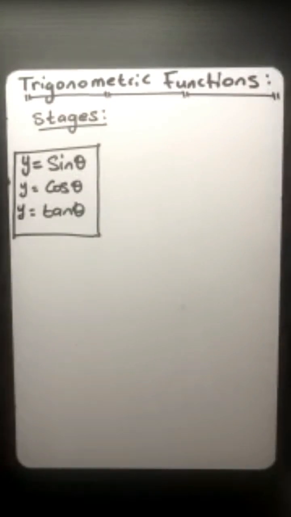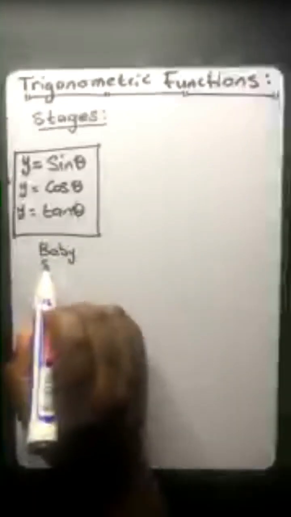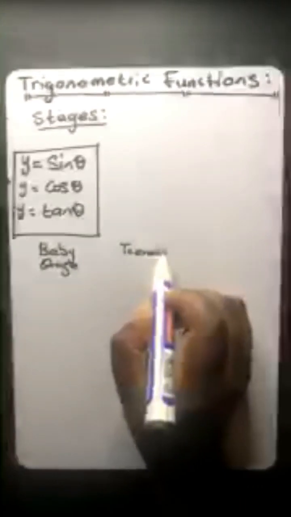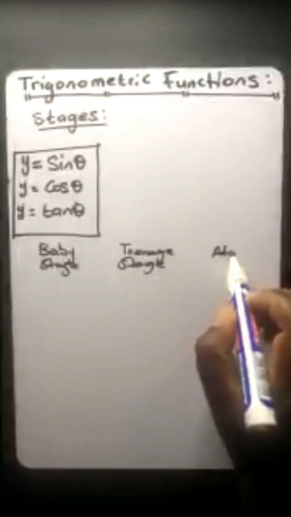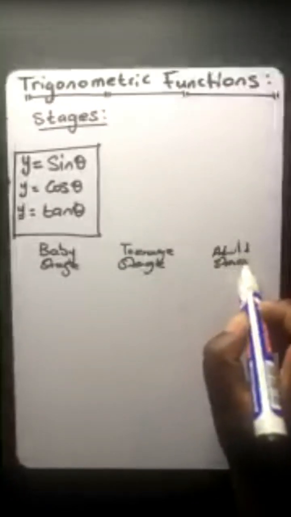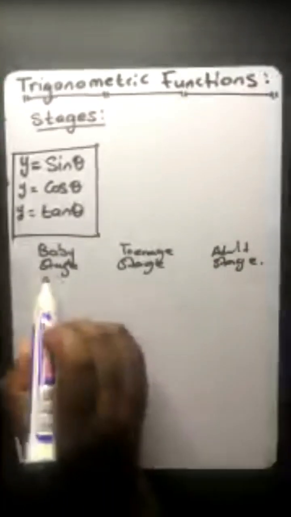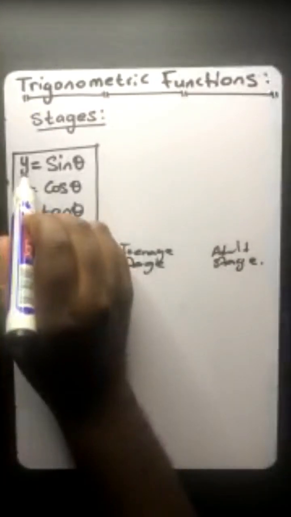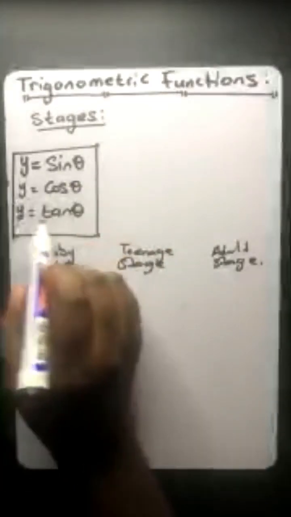That's where I used to say, let's have 3 stages. The first stage, let's call it a baby stage. The second stage, let's call it a teenager stage. The last one, let's call it an adult stage. I think it makes it easier when explained in this manner. So under baby stage, you just have f of x equals sine x, g of x equals cos x, h of x equals tan x.